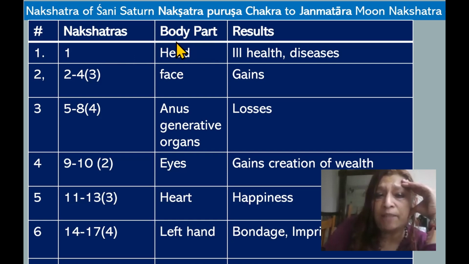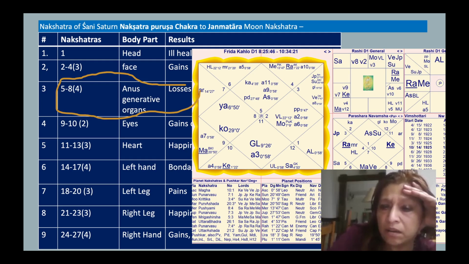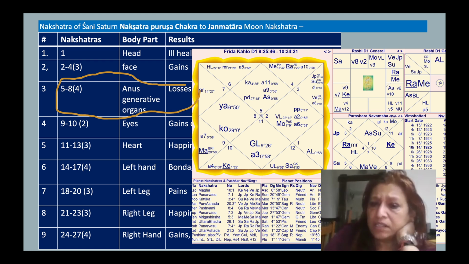So it belongs to the head part and it is ill health and diseases. Let's look at Frida Kahlo. Everybody remembers Frida Kahlo? Yes. So here, her Saturn nakshatra is in Uttara Bhadrapad. Saturn is in Pisces, in the 26th nakshatra, Uttara Bhadrapad, okay? And so that's 26. So you put that as number 1, okay?